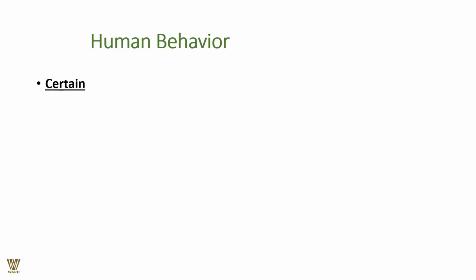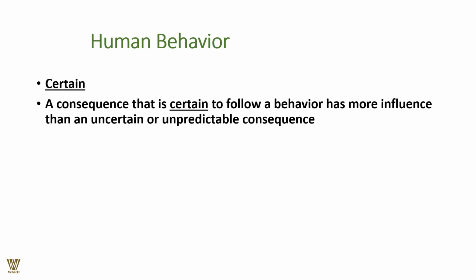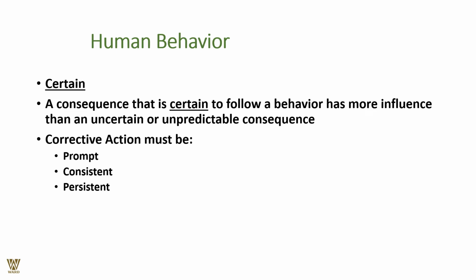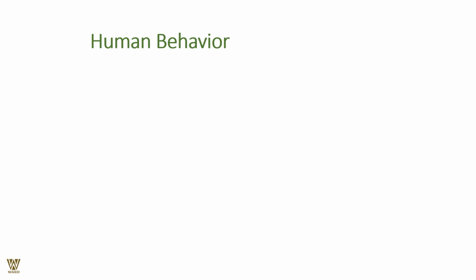Now, let us understand human behaviors in the face of certainty. A consequence that needs to be taken into consideration is whether it is certain or uncertain, unpredictable. You need to understand what level of certainty you are looking at as far as your behaviors are concerned. Corrective actions can be prompt, can be consistent, and can be persistent. Let us complete with human behaviors.